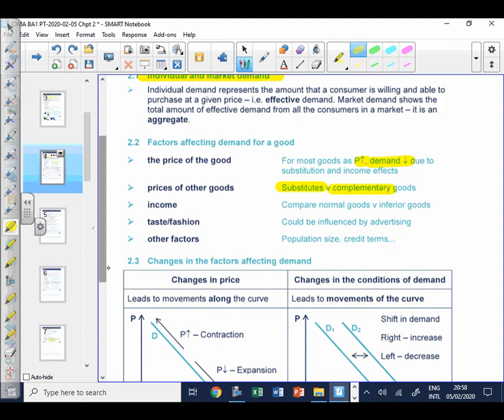All right, and income, the more you earn, the more you can pay, right? You'll buy the more expensive car if you can afford it. Now let's just look at normal goods versus inferior goods. A normal good is, well, if I have more money, I will buy more goods.